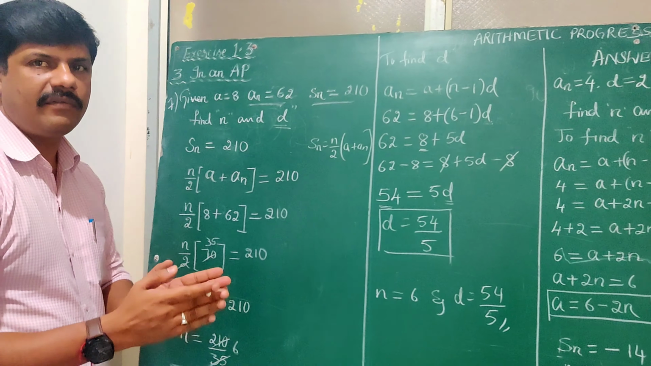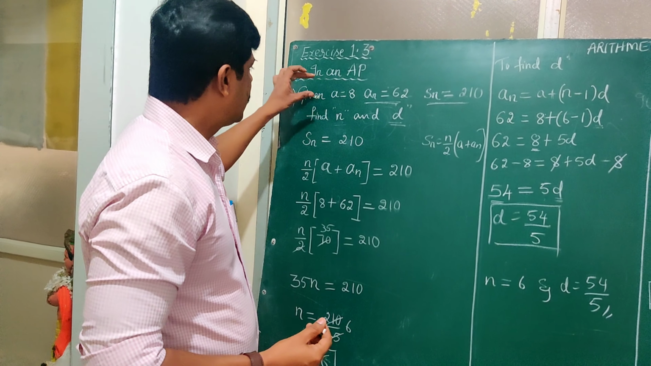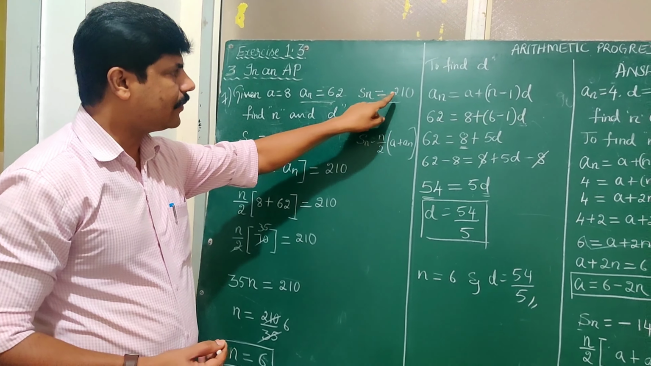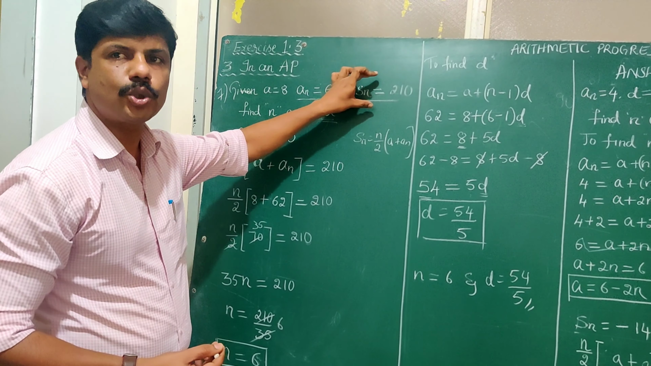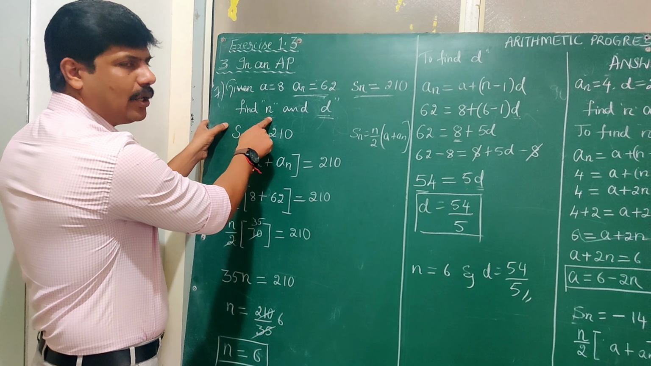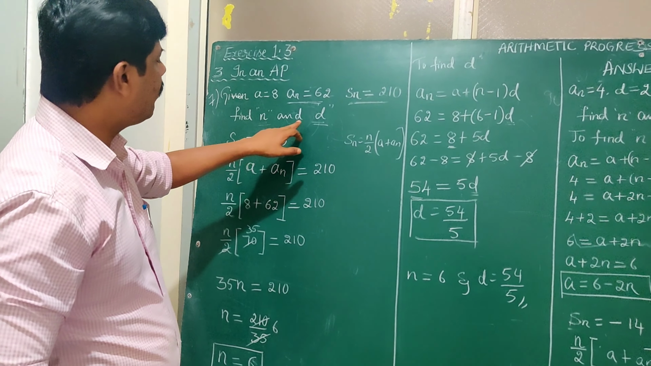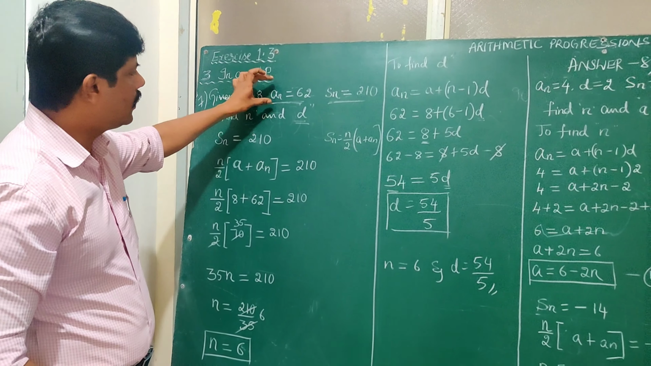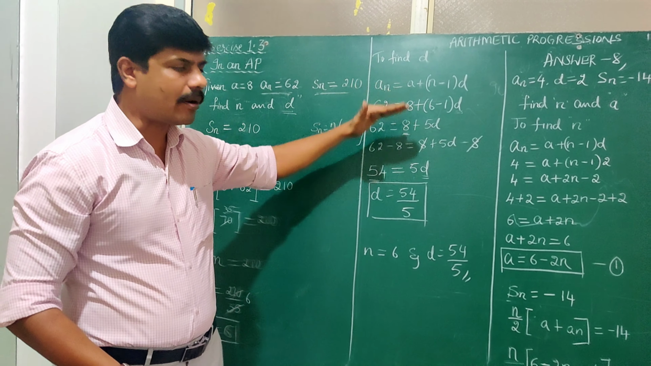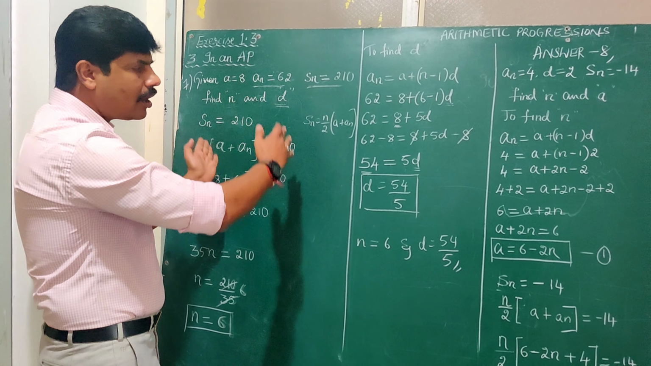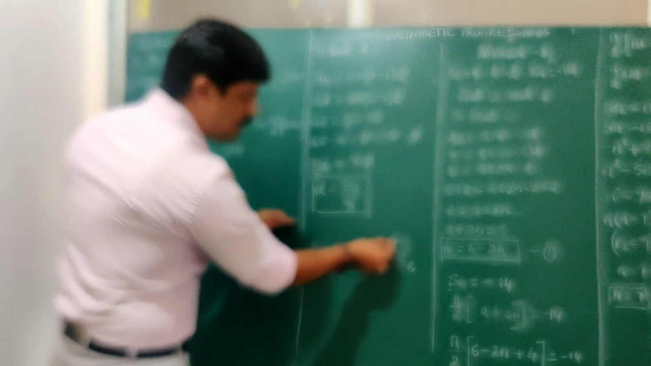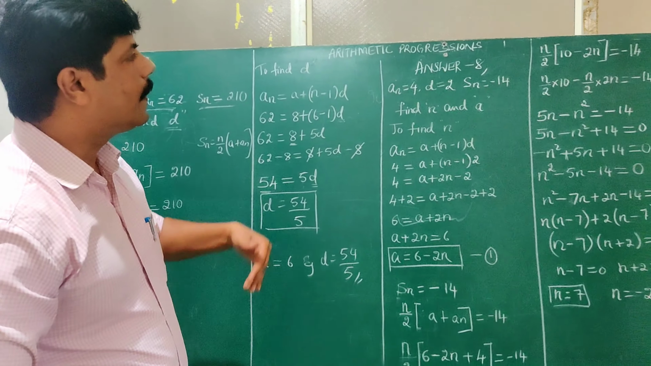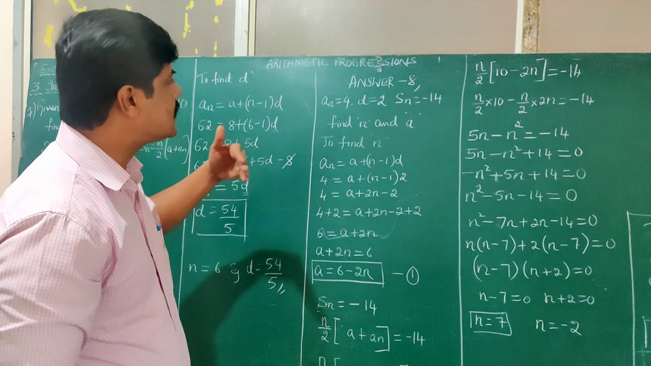Very simple method we have used, taking the clues. a is equal to 8, an is equal to 62, Sn is equal to 210. This Sn equals 210 we have taken to find the value of n. Once we found the value of n, that is 6, we took an equal to 62, applied the formula and substituted all the data given, and thus we have got d is equal to 54 by 5. Understand, children?